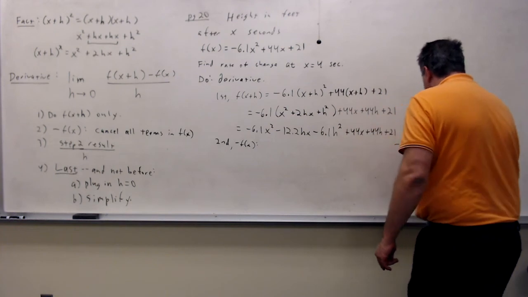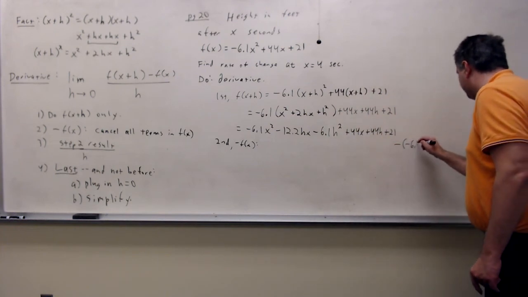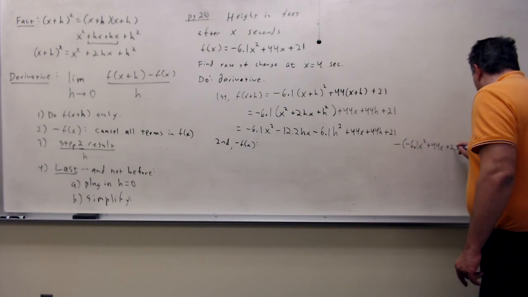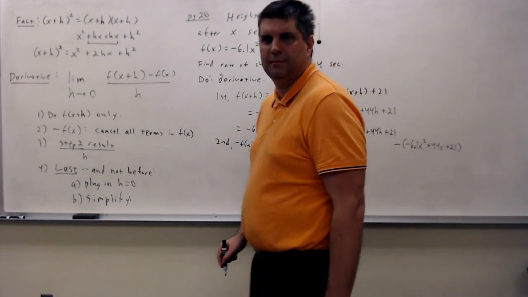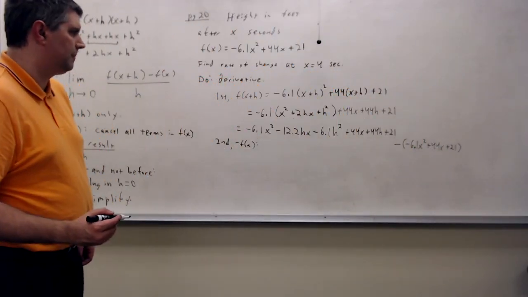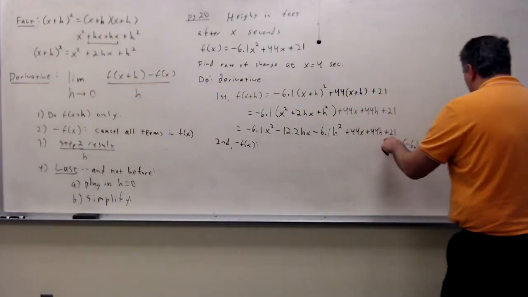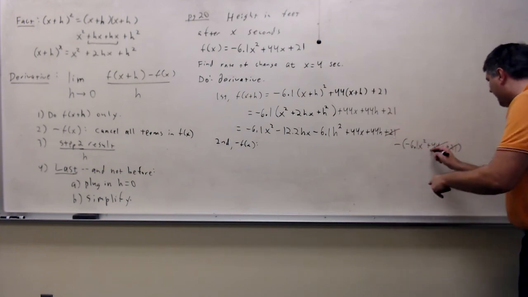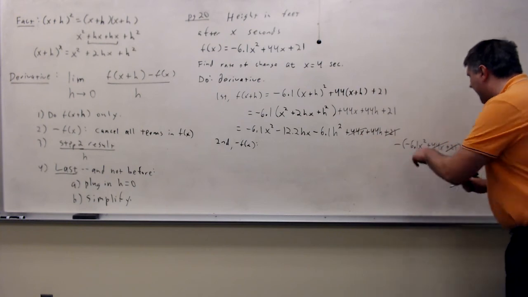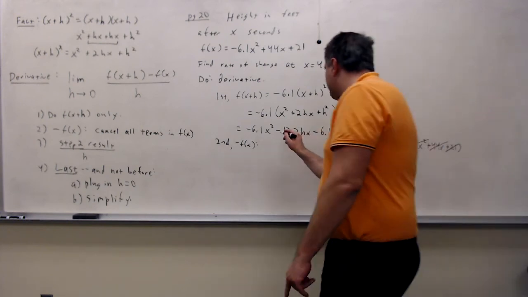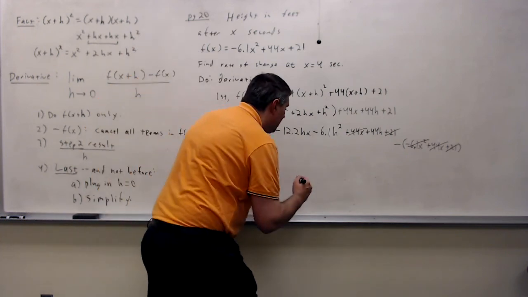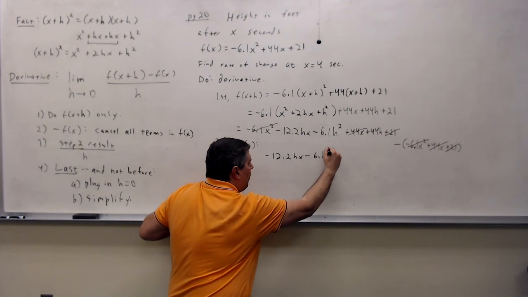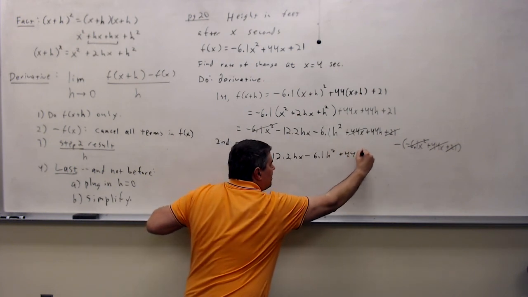So I will be subtracting negative 6.1x squared plus 44x plus 21. I'm going to cancel the 21. This 21 is subtracted from that 21. That 44x is subtracted from that 44x. And this negative 6.1x squared is canceled against that negative 6.1x squared. So the only thing left is negative 12.2hx minus 6.1h squared plus 44h.